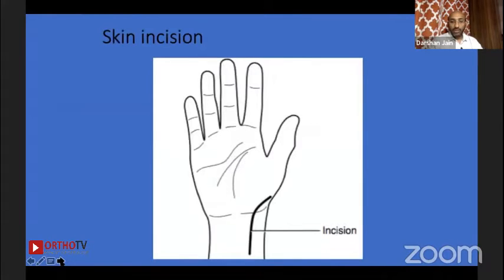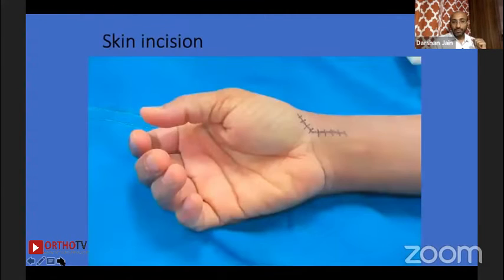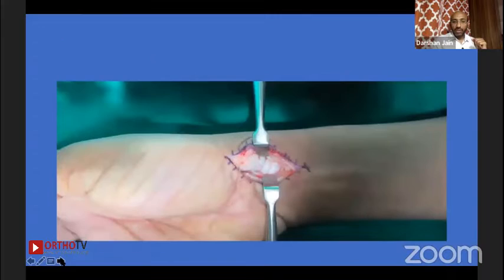This is the skin incision. That's an extended Henry's incision or the lazy J incision. Once you do that, the radioscaphocapitate ligament is seen and the fracture is typically behind this. This is the ligament we have to be careful with, because we will have to divide it if we have to go to the waist level, but we have to repair it adequately or else you will have instability in the wrist joint. So this is the skin incision. That's the FCR tendon, the white structure there, then the ligament there.